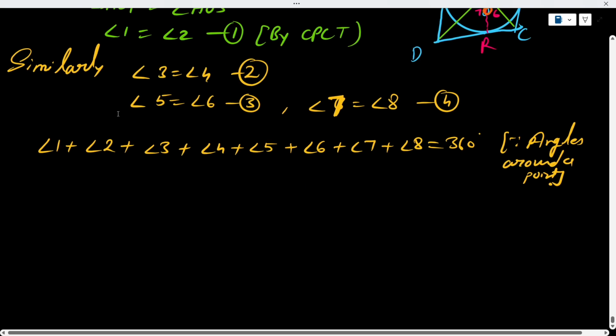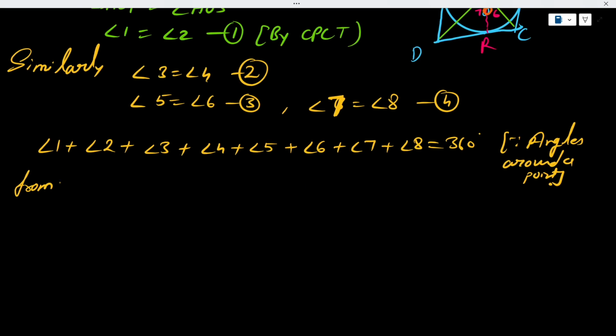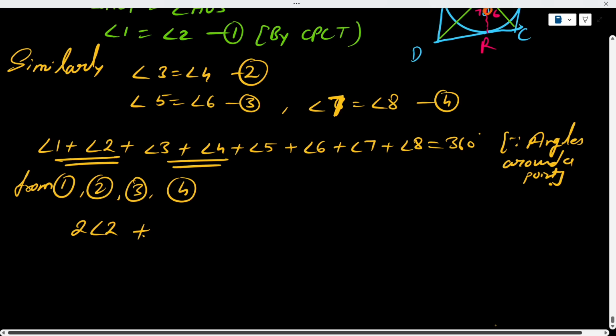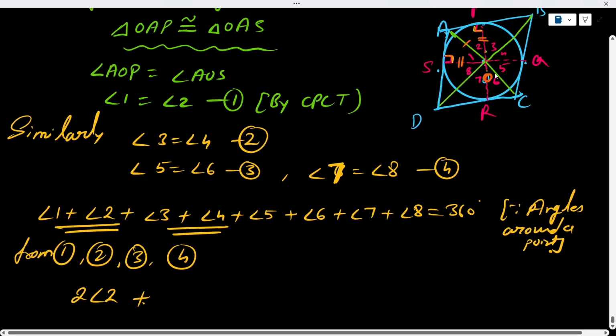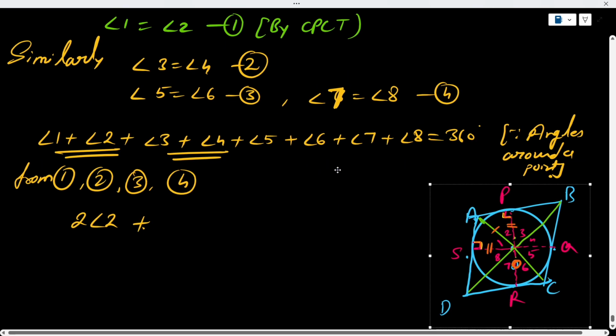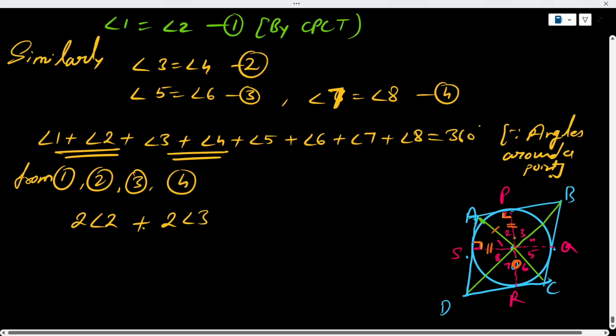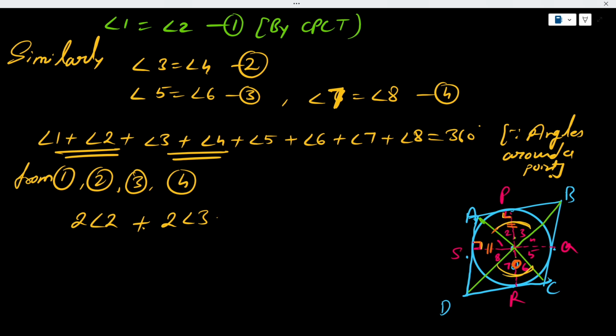Now from 1, 2, 3, 4, what can I write here? I need opposite angles summing up to 180 degree, supplementary. So what can I do here? 1 and 2 I'll write as 2 times angle 2, plus 3 and 4, because I need next to 2, which is 3. If you want, you can refer to this also. Then I'll write 2 times angle 3, because I need these opposite angles; this angle plus this angle should be 180 degree. Plus then I'll need angle 6, so 5 and 6 I'll write as 2 times angle 6.